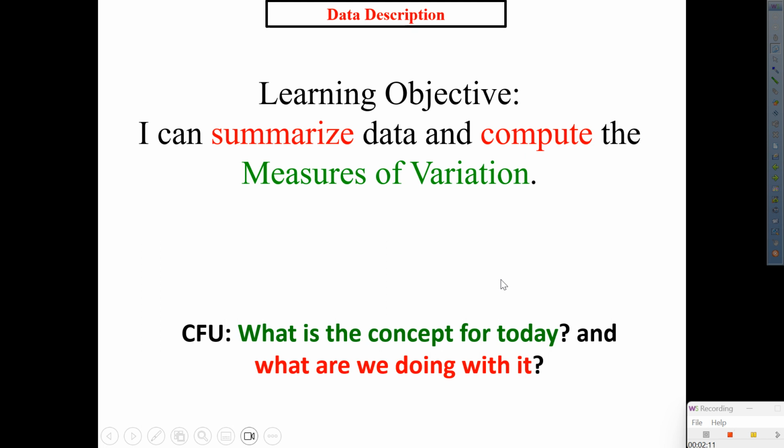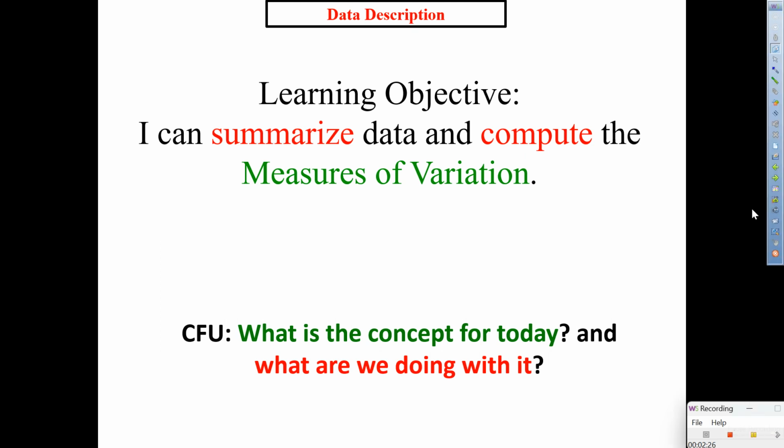All right. So your Cornell note: I can summarize and compute the measures of variation. I'll give you a moment to get set up. All right, here we go.